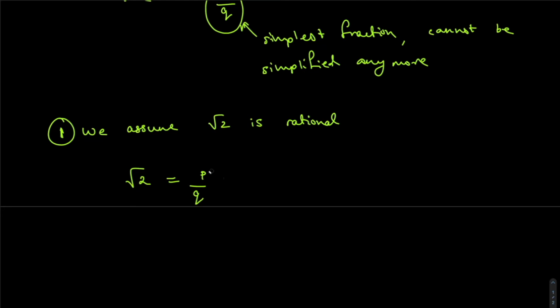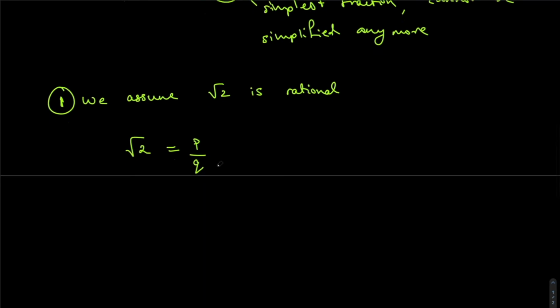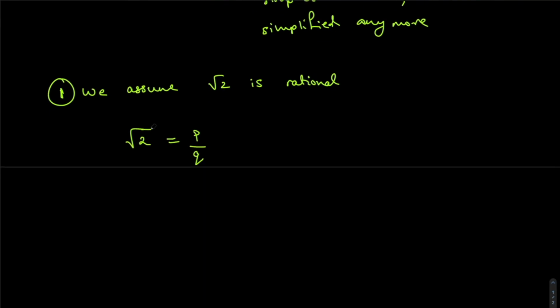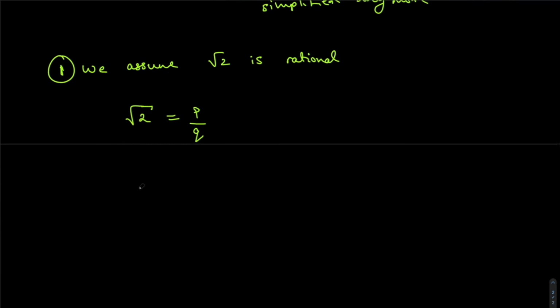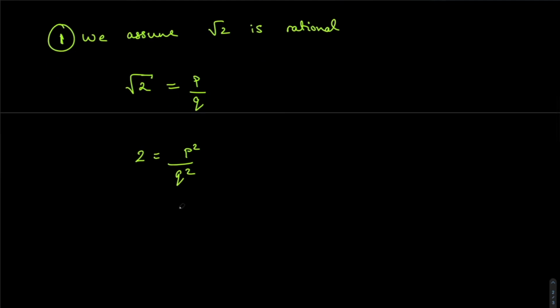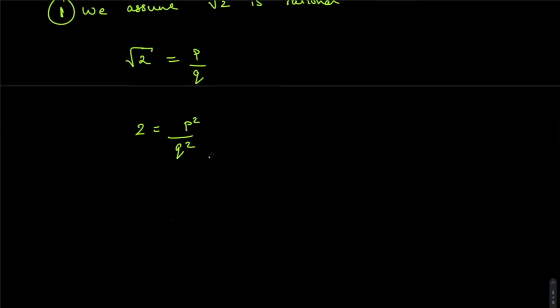So now, what can we do to move forward? We're trying to run ourselves into some sort of a barrier. So let's square both sides. Let's get rid of the square root of 2. There's absolutely no need for that. So what are we left with? We have 2 is equal to p squared by q squared. Let's move q squared to the other side. So we're left with 2q squared is equal to p squared.